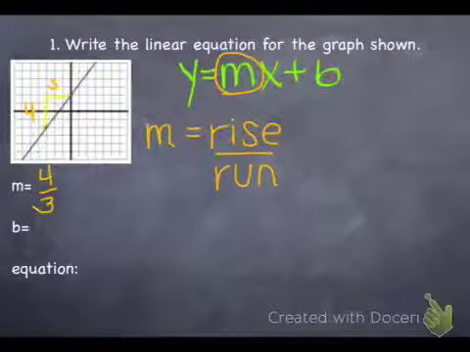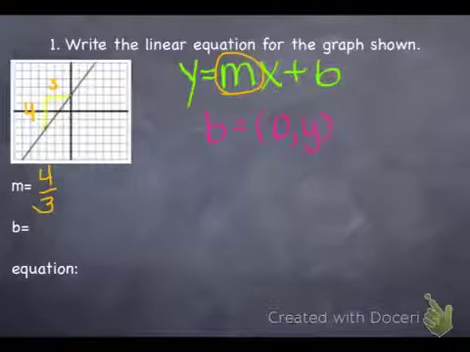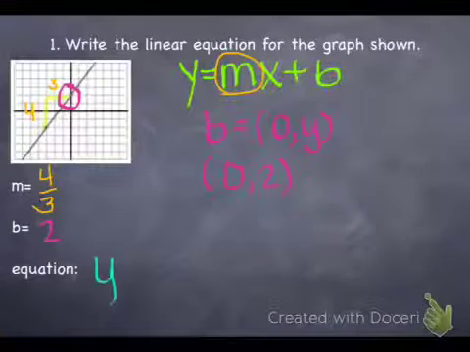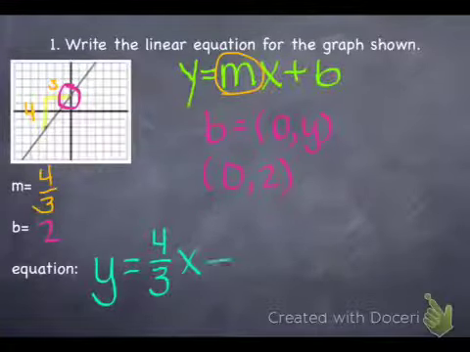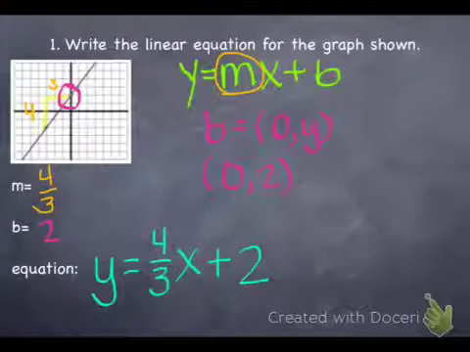And then to find our b is going to be the value of y when x is 0. So we're going to look at this point right here. So that point is 0, comma, positive 2. So our b is 2. Now we're just going to substitute back into our equation, and we're going to have y equals our slope of 4/3 x plus our b, which was 2. And that's your answer.